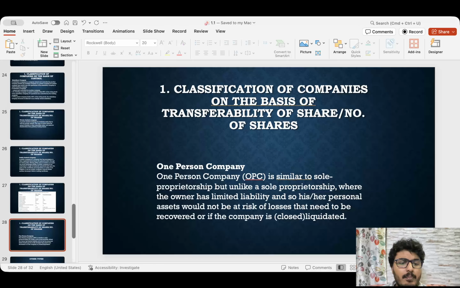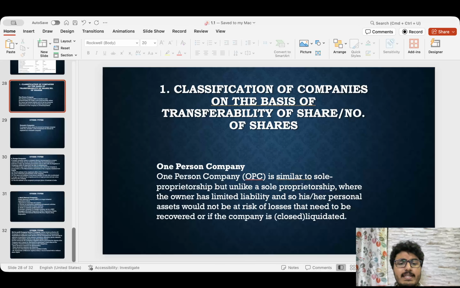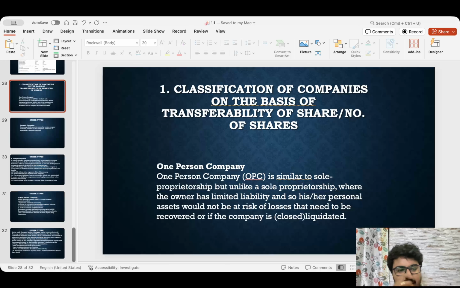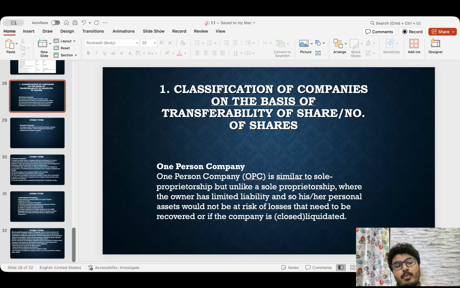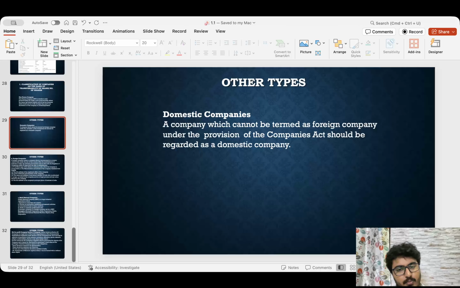Now we come to the one-person company, that is OPC. So what is OPC? OPC is similar to the sole proprietorship. A one-person company allows a single person to enjoy the benefits of the corporate structure. Unlike the sole proprietorship, the liability is limited. Therefore, the personal assets of the owner remain protected even during losses or liquidation. So this is the one and only advantage of an OPC compared with the sole proprietorship.